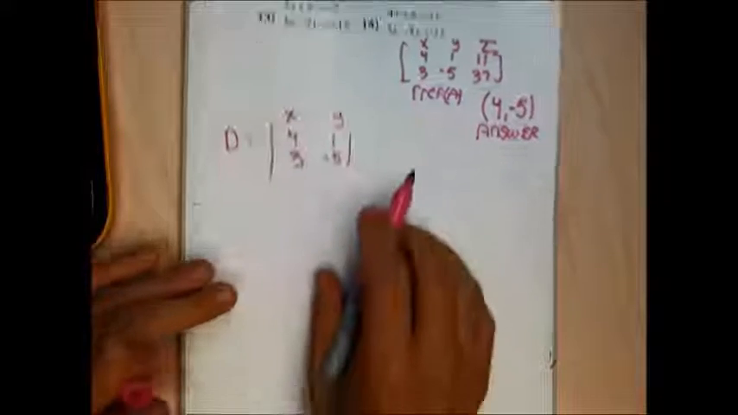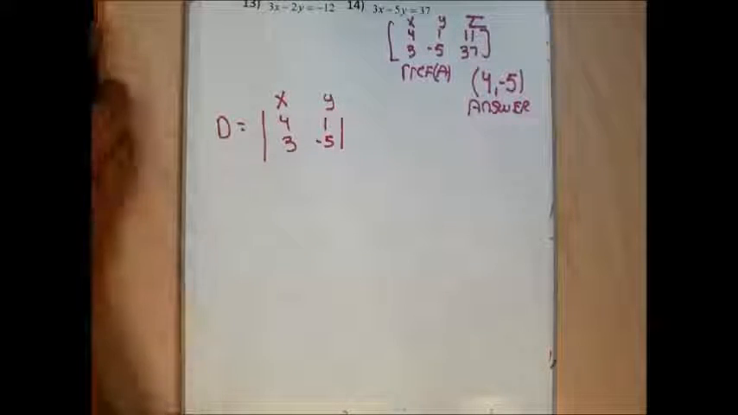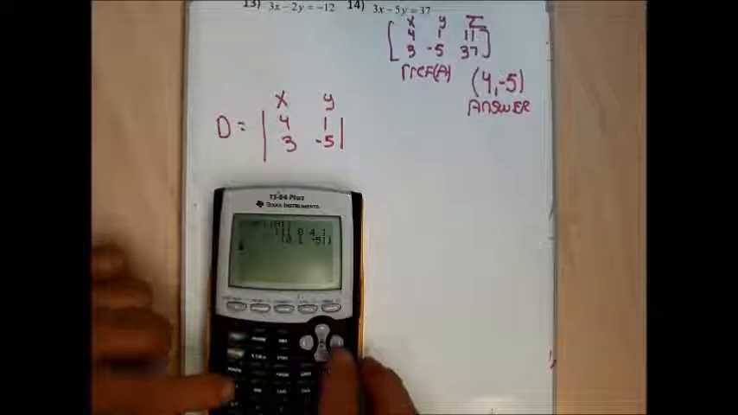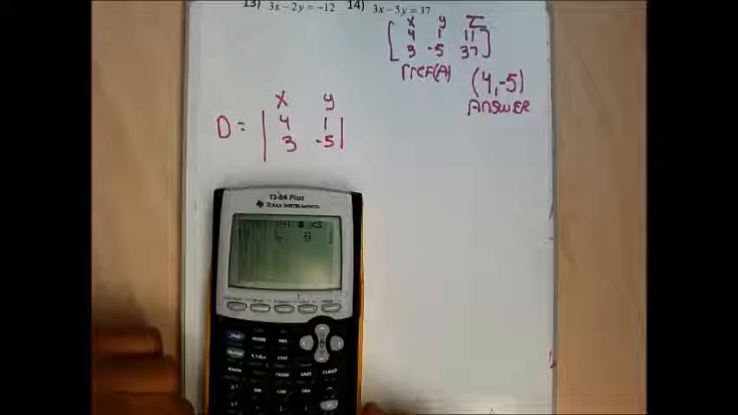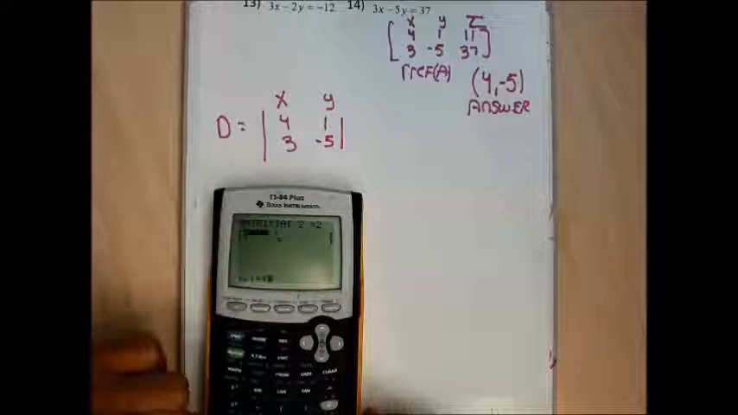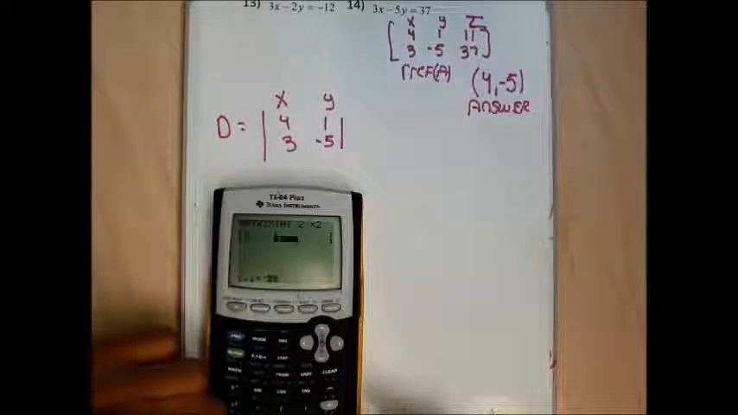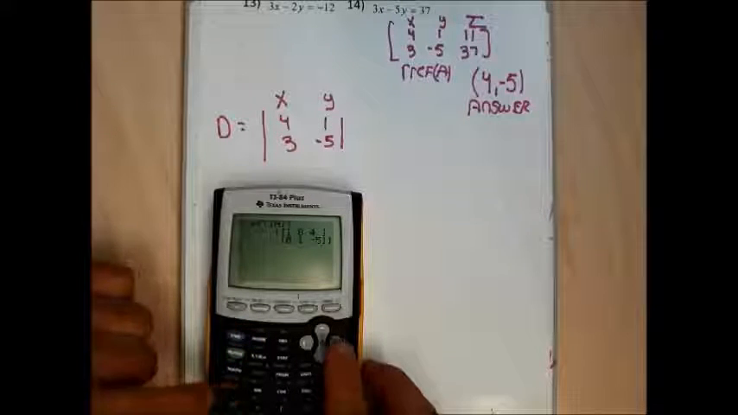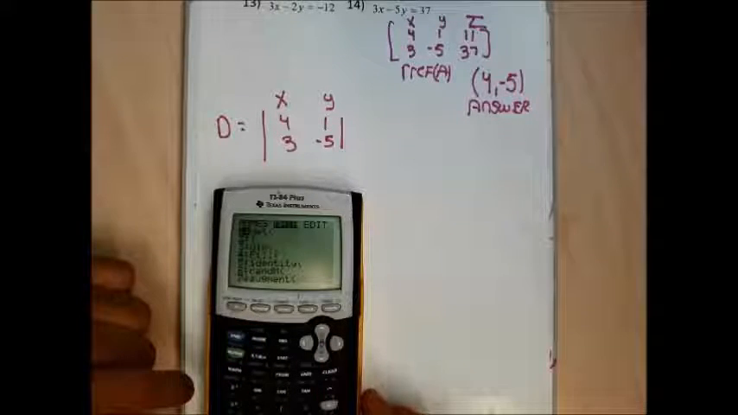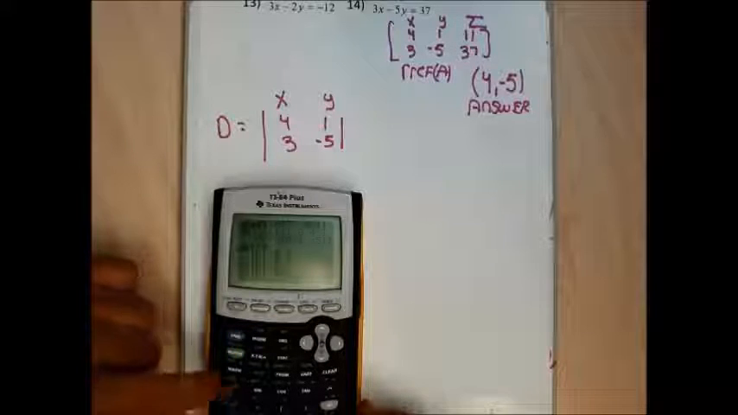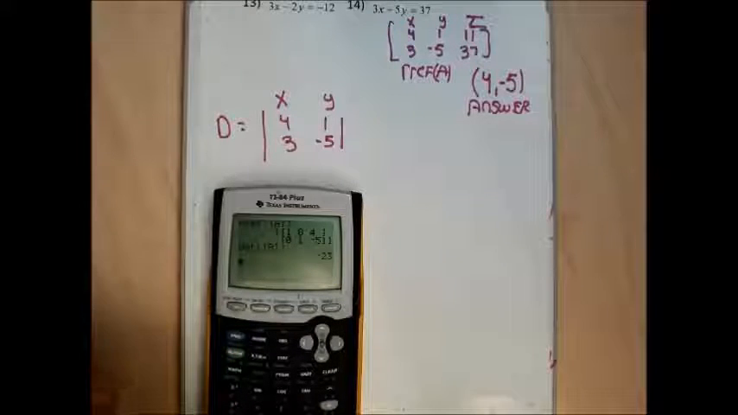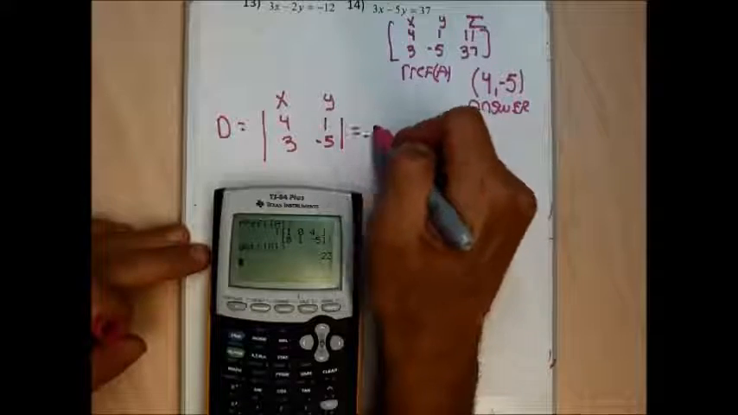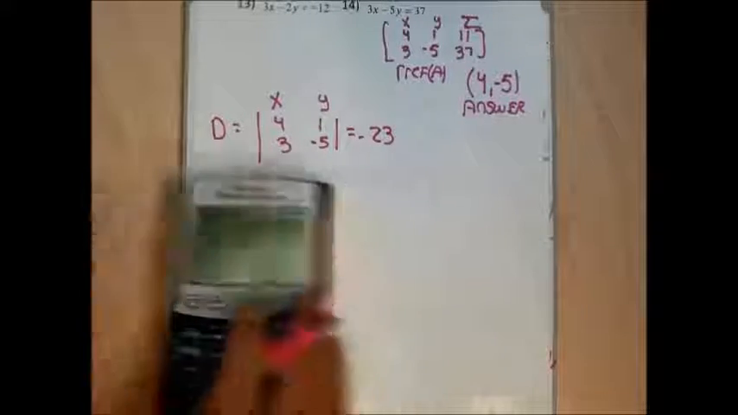You're allowed to do determinants using your calculator. It's way safer, so I'm going to use my calculator. Second matrix, edit. Enter that as a 2 by 2 matrix. And then second quit. Second matrix, math, determinant. Second matrix, A, enter. So D is negative 23.